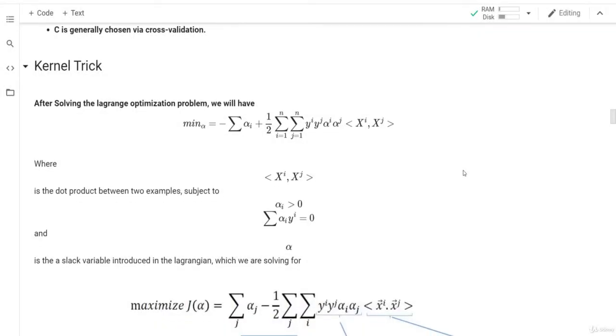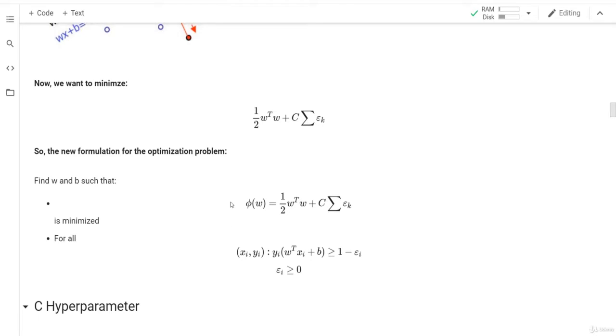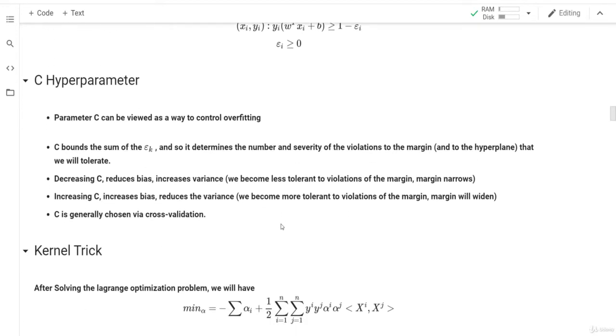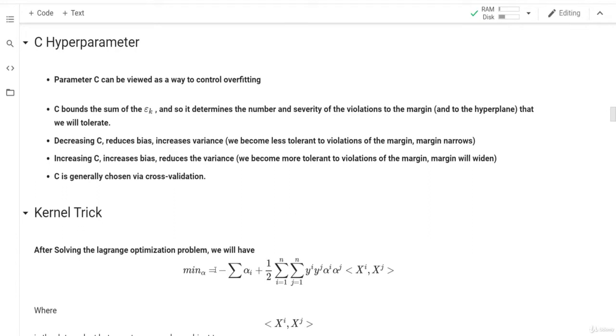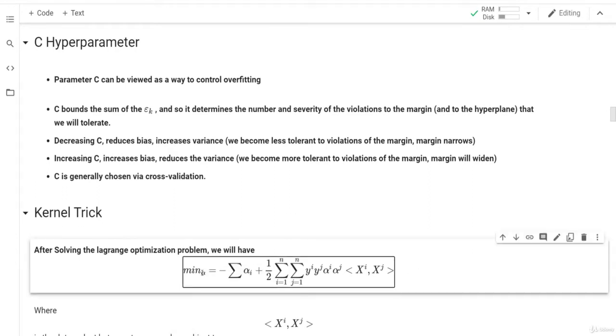Now let's understand the kernel trick. If you remember this equation, we said that we are going to solve it using something called a Lagrangian multiplier, and you will see it in the resources. After solving the Lagrangian optimization problem, we will have something like this. This is the equation we will have. It's a minimization equation, so we want to minimize alpha.